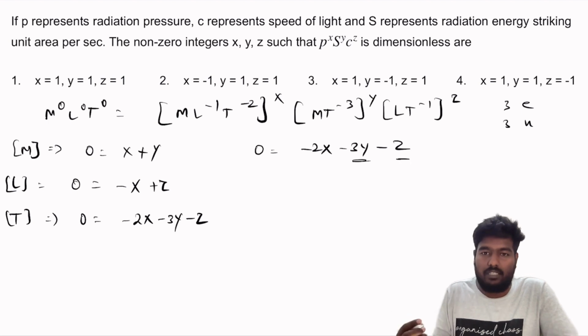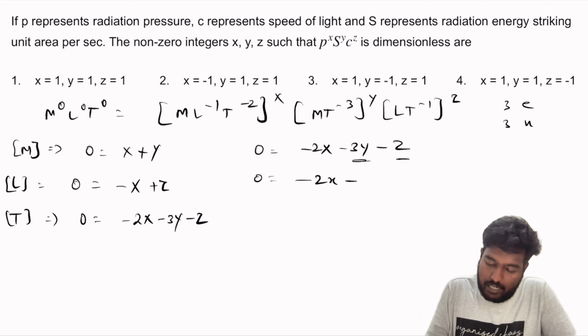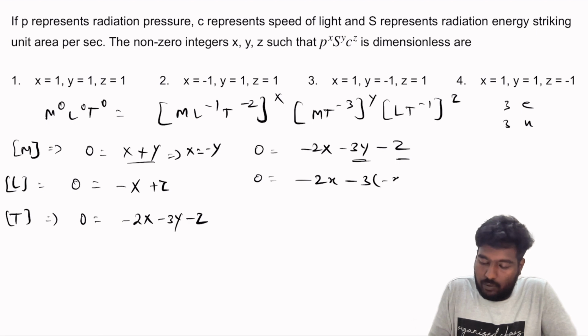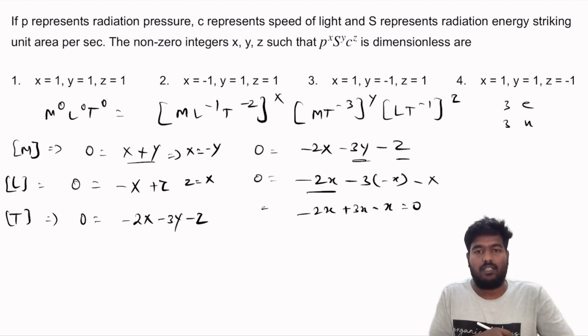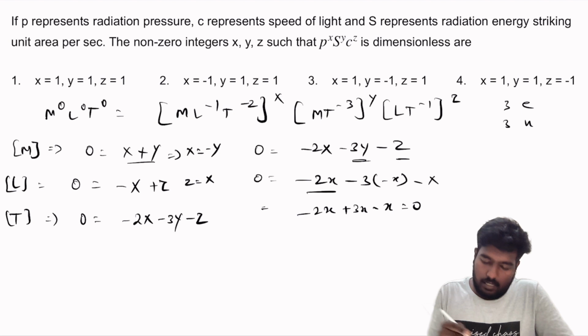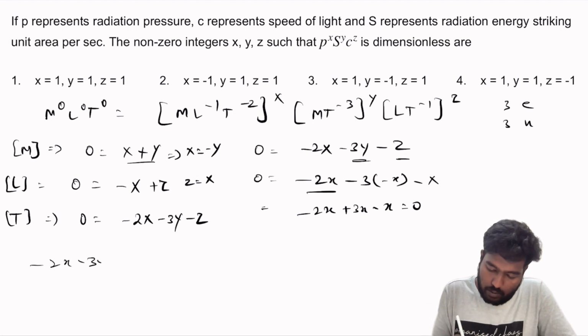So for this and this, I put z. Okay, so 0 equal to minus 2x minus 3. x plus y is 0, so x is minus y. Okay, so instead of y, I'm going to put minus x. Instead of z, I am just going to put x. z equal to x. So what you are getting? Minus 2x plus 3x minus x equal to 0. See, it's a loop.